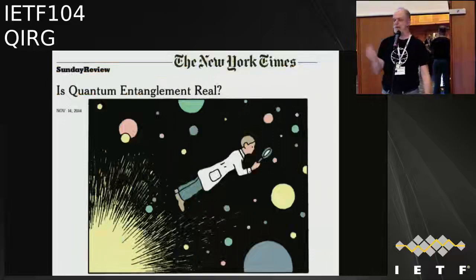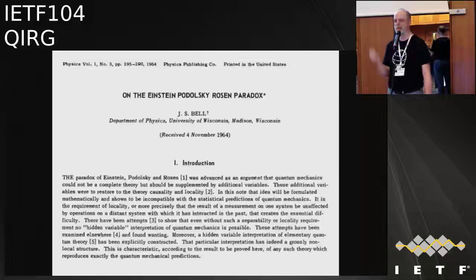Anyway, so quantum entanglement showed up in the New York Times about 5 years ago now, with an article, "Is Quantum Entanglement Real?" And the particular reason the New York Times was talking about that in 2014 was because it was the 50th anniversary of a particularly famous paper in the physics community by a guy named John Bell, and it was on the Einstein-Podolsky-Rosen paradox. Prior to this point, as Tracy will explain later, Einstein and others had some serious concerns about the behavior of quantum mechanics, and Bell said there's a way we can test this statistically.